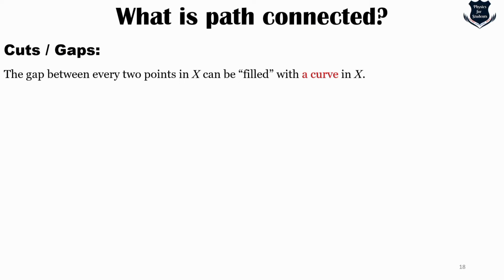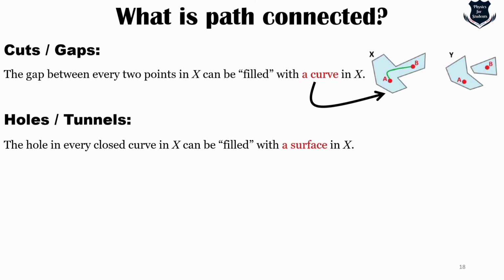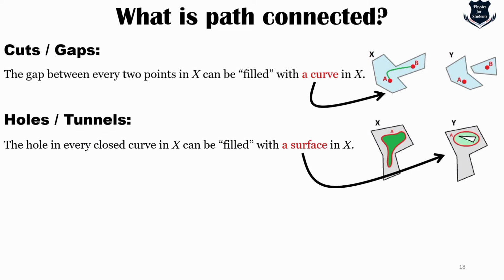So the cuts and gaps: the gap between every 2 points in X, that is 2 points in the space X, can be filled with a curve, and it looks somewhat like this. There's a connected, there's a disconnected. Holes and tunnels: we have learned that there is a hole, and you remember that water is permeating through it or not. Every hole in a closed curve is filled with a surface, and it looks like this. The hole, there is a surface.